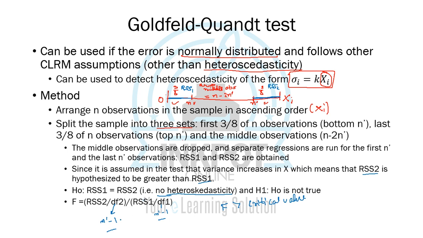Just a small correction, this should be basically n prime minus k here, where k is the number of parameters to be estimated. So in this case, if we are running a simple linear regression and we are estimating two parameters, the intercept and the slope, this will become basically n prime minus 2 in both the cases. Okay.